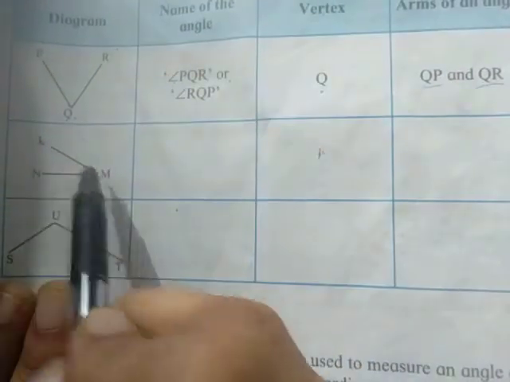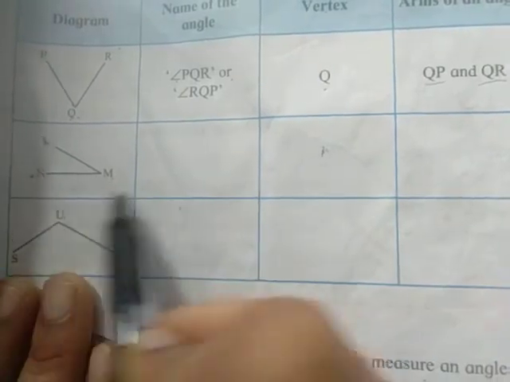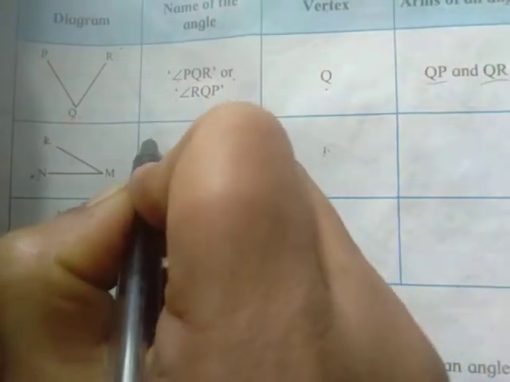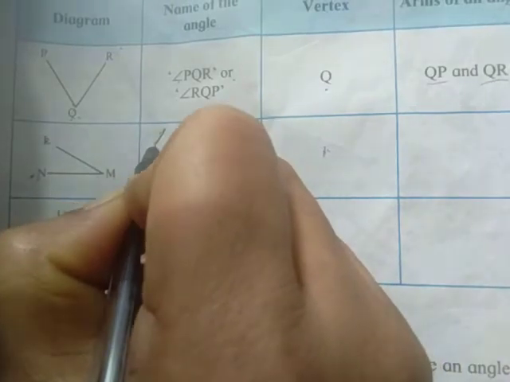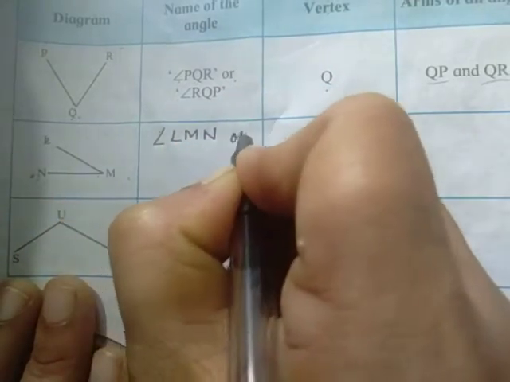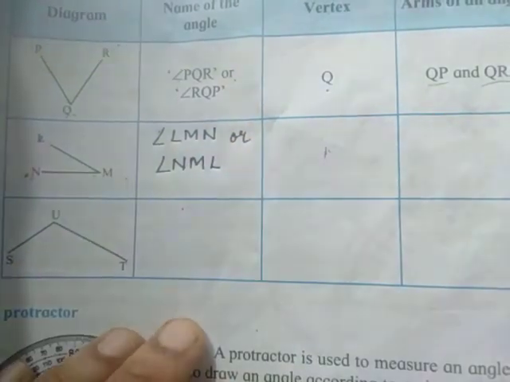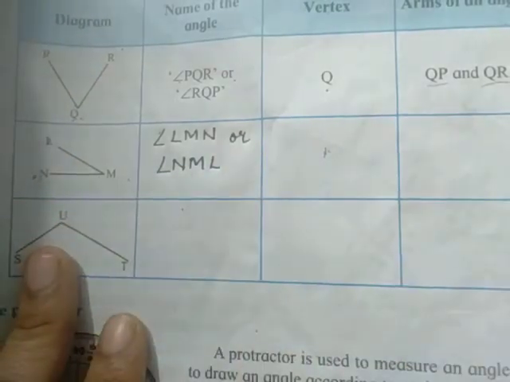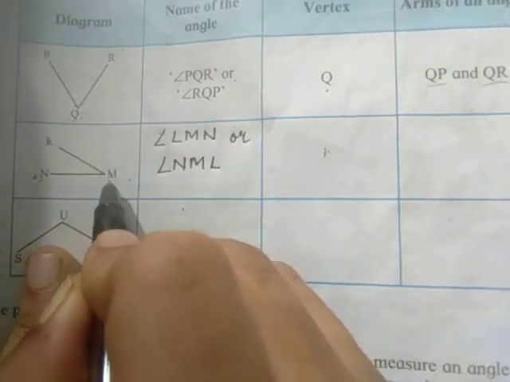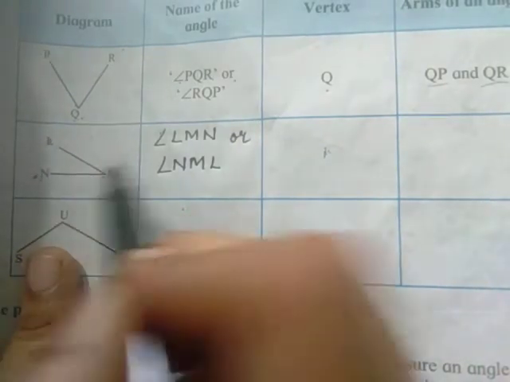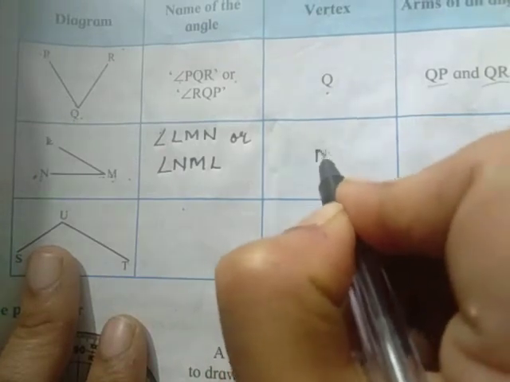Now let us solve the second one. If you see over here, the name of the angle is angle LMN or angle NML. So the names of the angle are angle LMN or angle NML. So this is how you are supposed to write the names of the angles. Now what is the name of the vertex here? You can see over here the name of the vertex is M, because this is the common point where the two arms are joining. So this is called the vertex M.